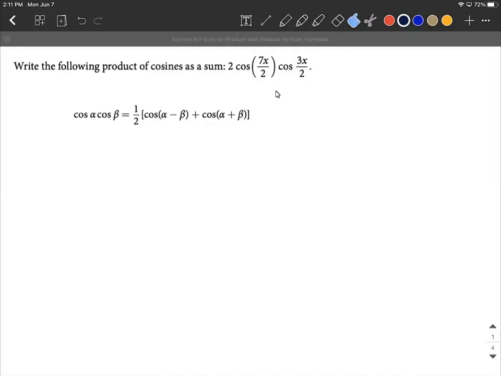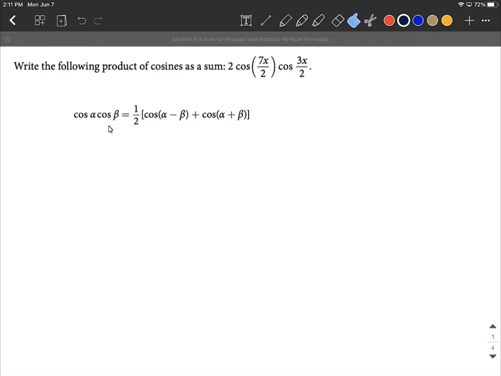Let's rewrite this product as a sum. So as you can see, we have 2 cosine of 7x over 2 multiplied by a cosine of 3x over 2. Not sure why we don't have parentheses around this 3x minus 2. It doesn't matter though. All right, so we have cosine multiplied by another cosine. So I went ahead and brought up our product to sum formula for cosine multiplied by cosine.